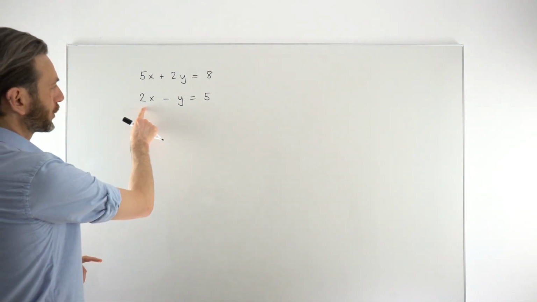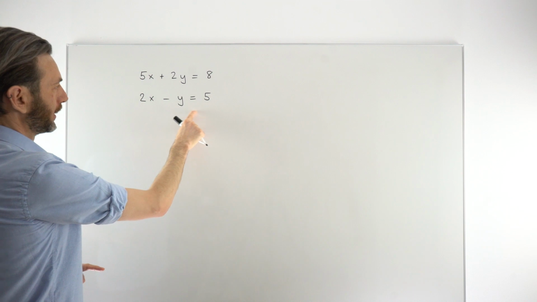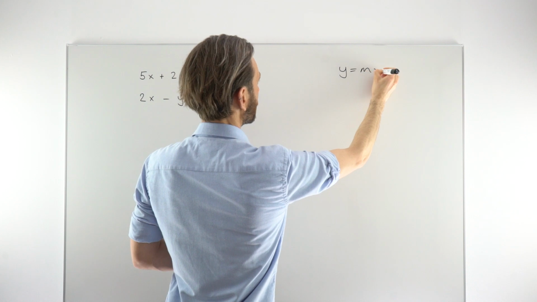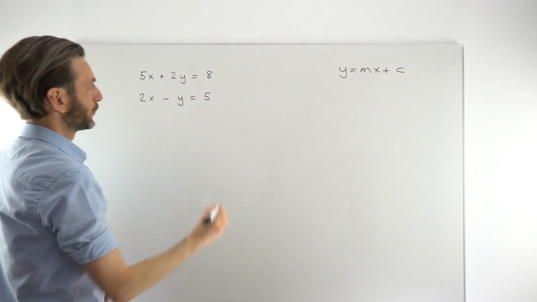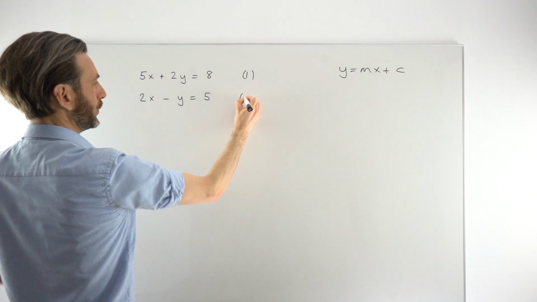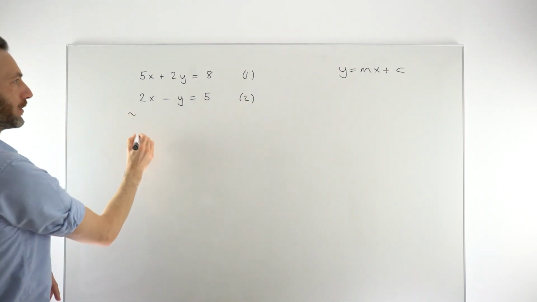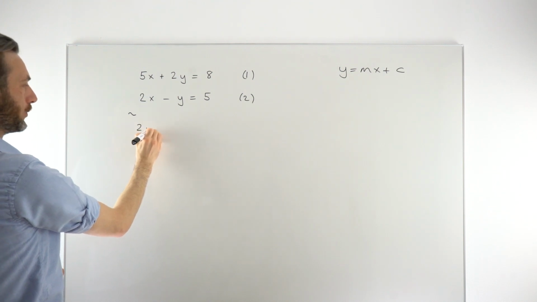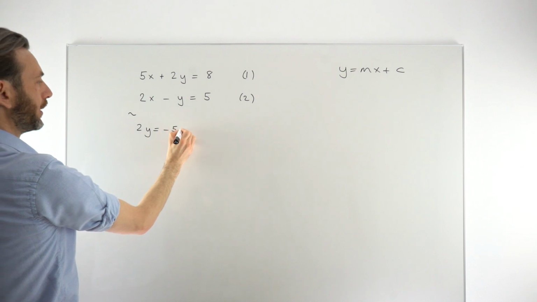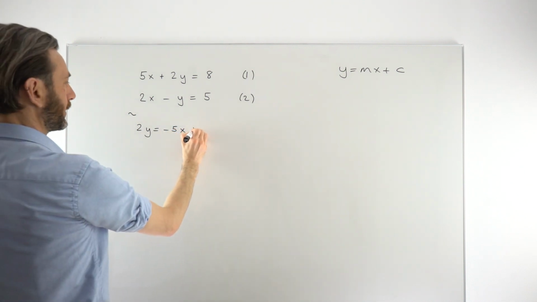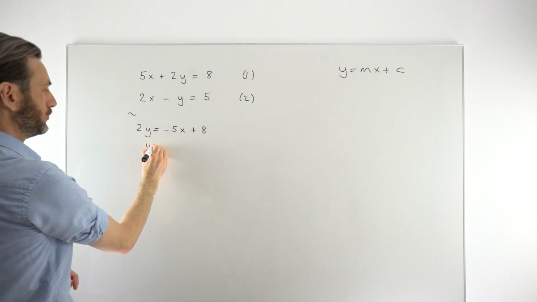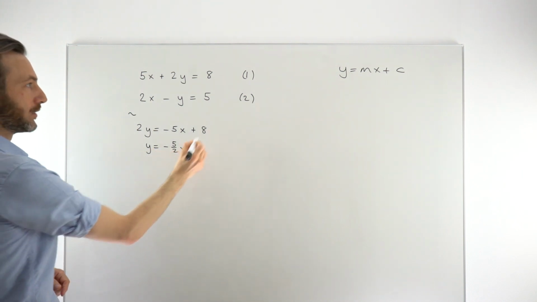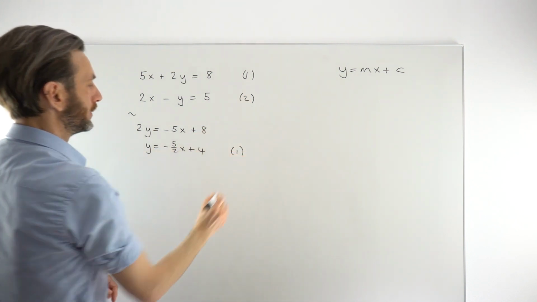But if you think about the structure of these, they're actually in the format of a straight line, y equals mx plus c, but just jumbled up. So let me just quickly label these equations 1 and 2. If I take those equations and rearrange them, so if I start with equation 1, let's just work through the algebra. If I move the 5x to the other side, I'll get minus 5x like that. And then if I divide through by 2, I'll get y equals minus 5 over 2 x plus 4. That's just a rearrangement of equation 1, so we'll call that equation 1 again.